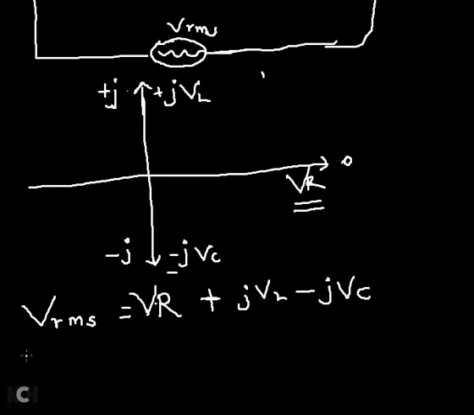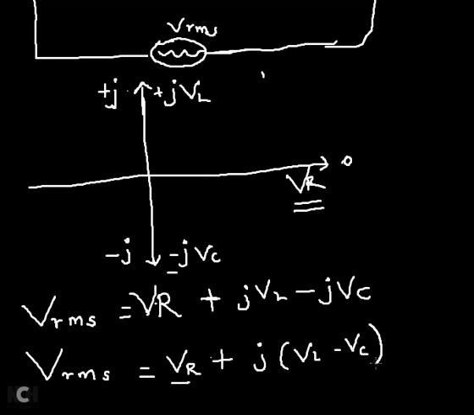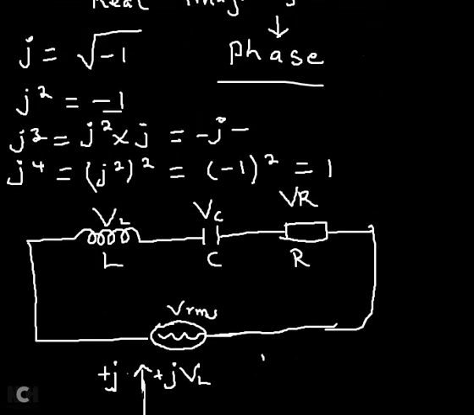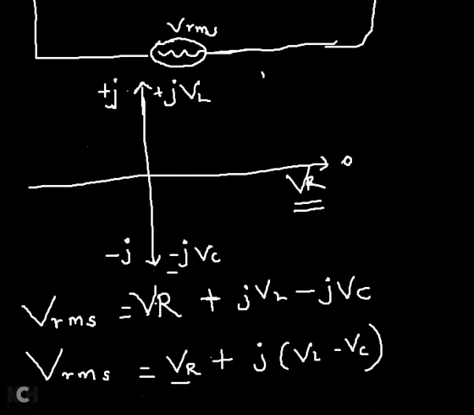Okay, so that means the VRMS now, the source voltage, is going to be equal to VR, the voltage of the resistor, which is a real number. It's not a complex number. It doesn't have any J attached to it. Then I factorize J out. Then I'm going to have VL minus VC. Okay, so this is how I use the J operator to actually represent the voltage across these three components: inductor, capacitor, and resistor of an alternating current.